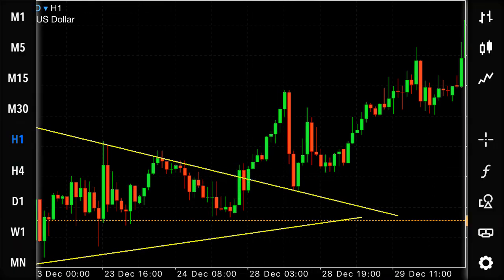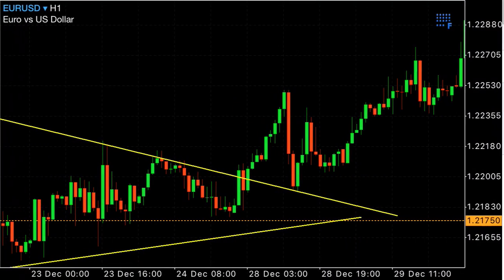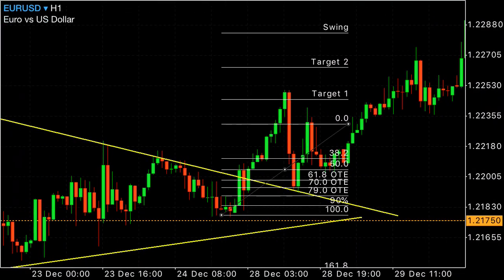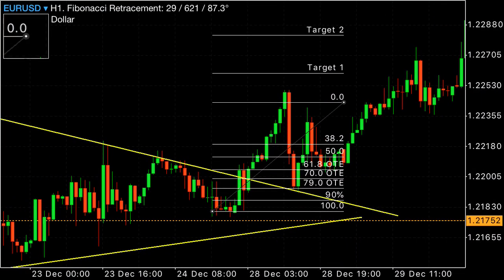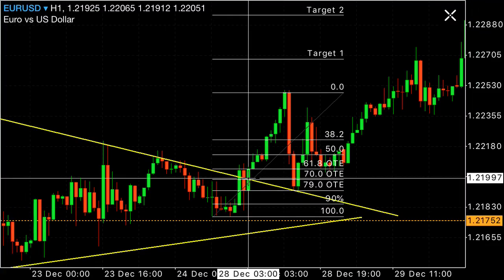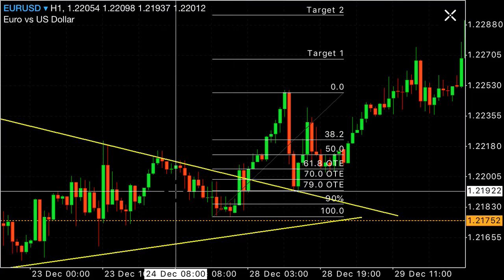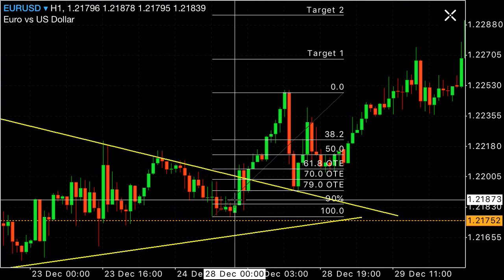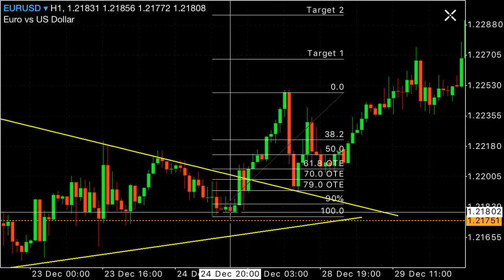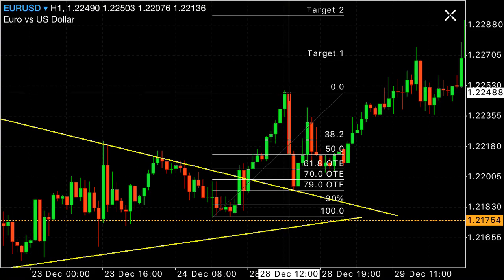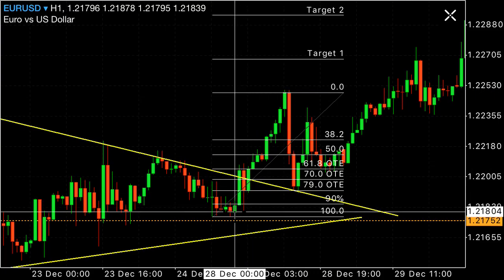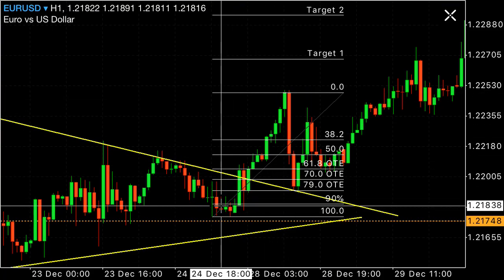We get our Fibonacci out. Here it is. And we place it from the last swing low. So that is a swing low. So it goes from there to the bottom, all the way to the last swing high, which is there. So that is swing low to swing high.